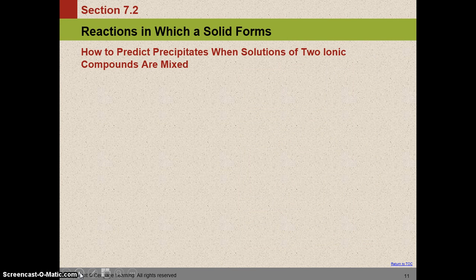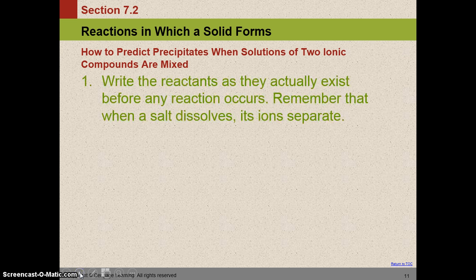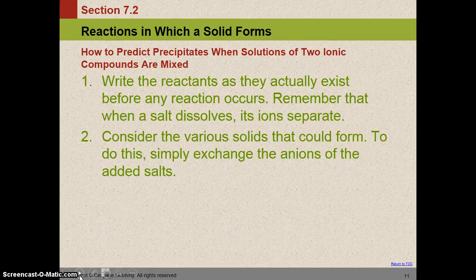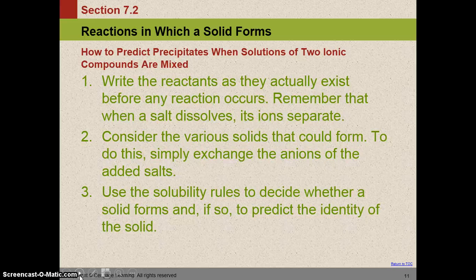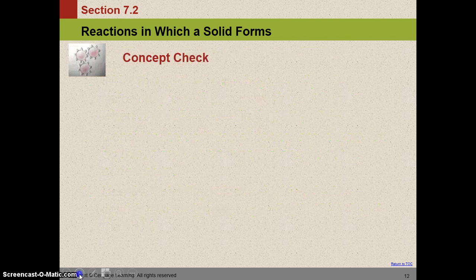So let's just go step by step how to predict precipitate when solutions of two ionic compounds are mixed. First thing, you're going to write the reactants as they actually exist before a reaction occurs. Remember, when a salt dissolves, you have ions. You consider the various solids that could form, which is the double displacement, and use the solubility rules to decide whether or not you're going to have a solid that forms. And if you do, you can then predict the identity of that solid.